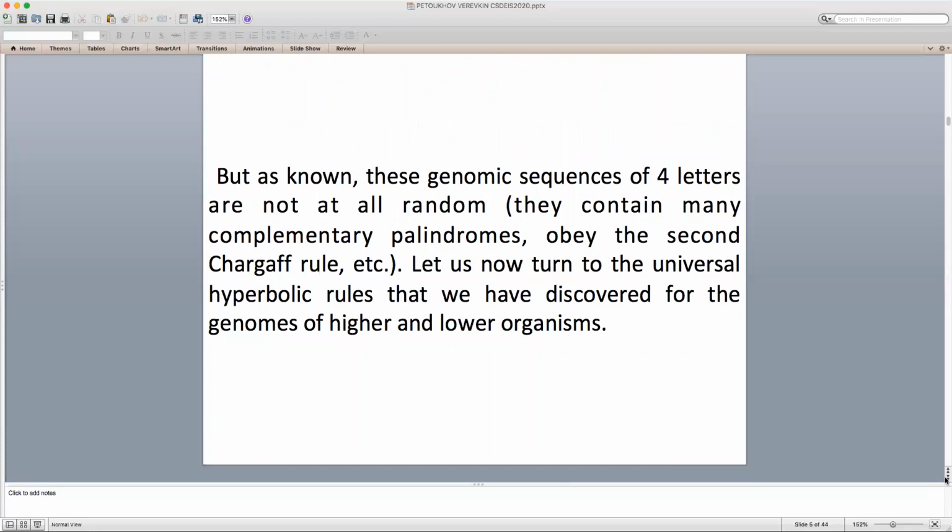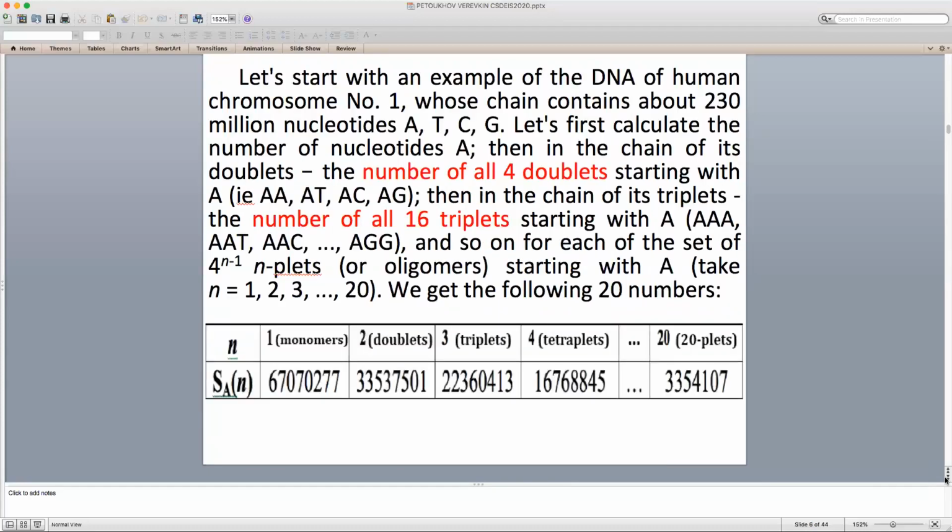Let us now turn to the universal hyperbolic rules that we have discovered for the genomes of higher and lower organisms. Let's start with an example of the DNA of human chromosome number 1, whose chain contains about 230 million nucleotides A, T, C, and G. Let's first calculate the number of nucleotides A.